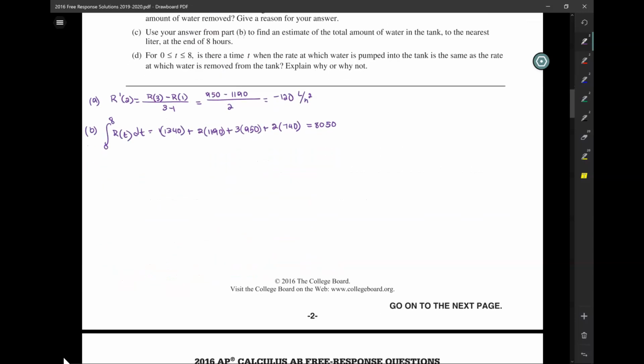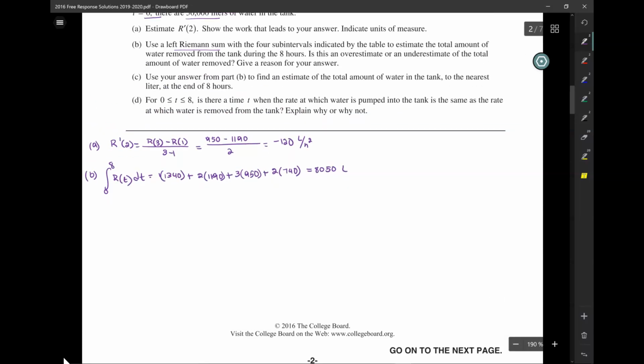So now, R prime, so look here. R has units of liters per hour. Times dt, t is hours. Liters per hour times hour, that's liters. That makes sense. And so the question says, is this an overestimate or an underestimate? Overestimate, since R of t is decreasing over the interval 0 to 8.